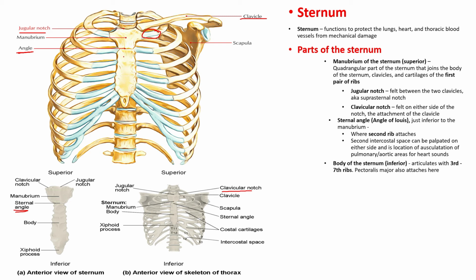Inferior to the angle of Louis, or the sternal angle, we have the body of the sternum, and this is the part of the sternum that articulates with the 3rd through 7th ribs. Additionally, the muscle pectoralis major attaches to the body of the sternum.